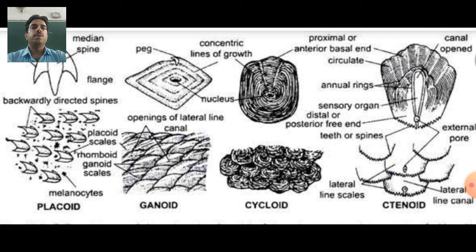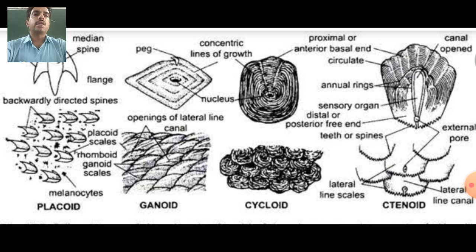Then the second type of scale is the ganoid scale, which is also known as rhomboid scales or diamond-shaped scales. You can see the second diagram on the screen. Diamond-shaped scales, which are also known as rhomboid scales or ganoid scales.